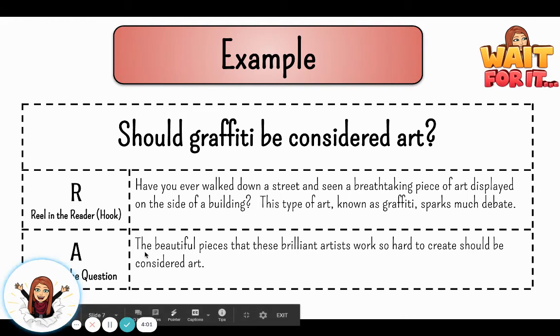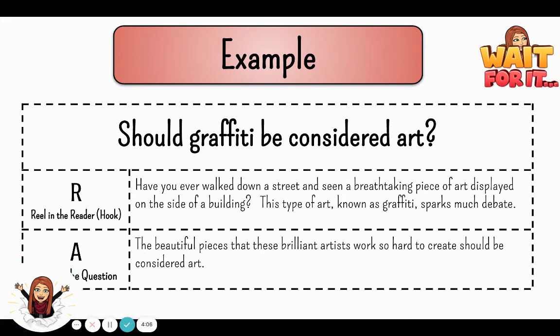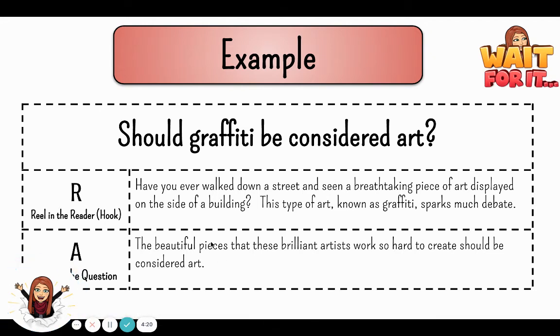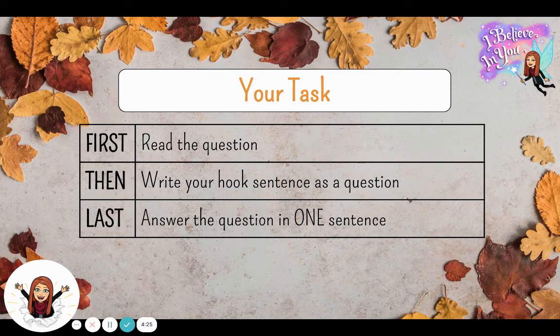Now, my next box, this is where I say if I think it should be considered art or not. The beautiful pieces that these brilliant artists work so hard to create should be considered art. So my answer to the question is yes. And by the end of my second sentence here, my second box, the reader knows what I think about it. So this is what we're going to ask that you practice with this week. So you're going to first read the question, then write your hook sentence as a question, and last you'll answer the question in only one sentence.